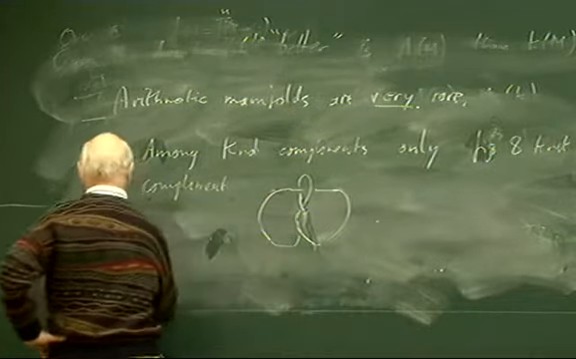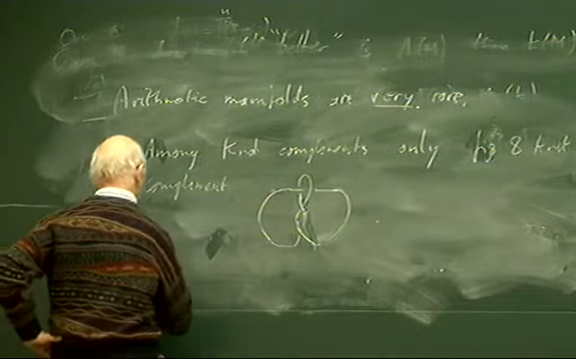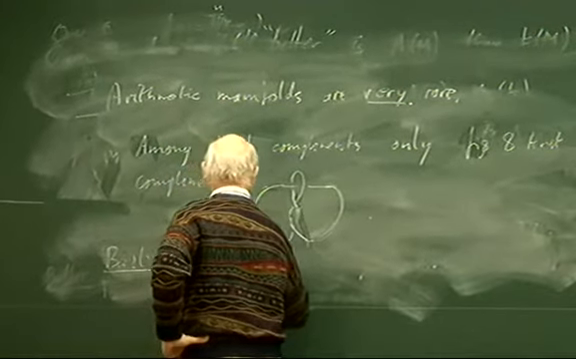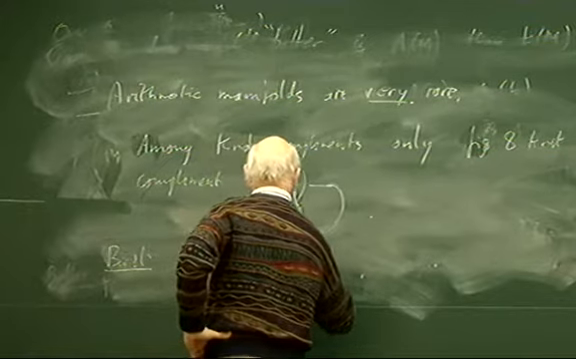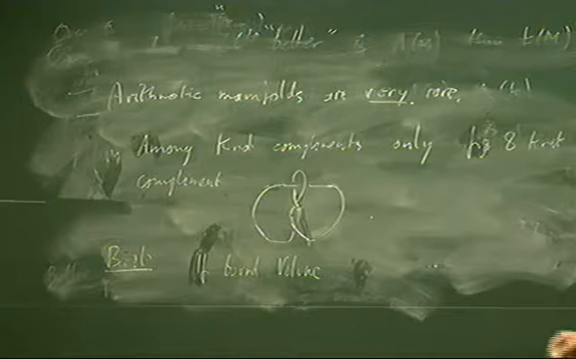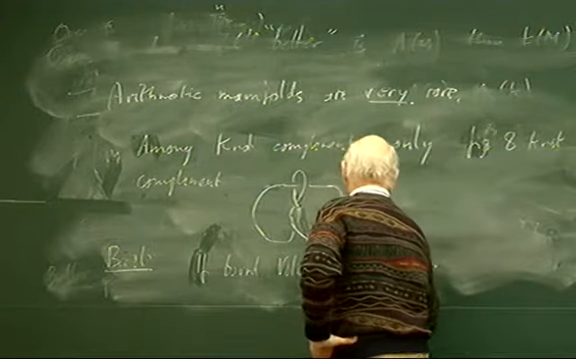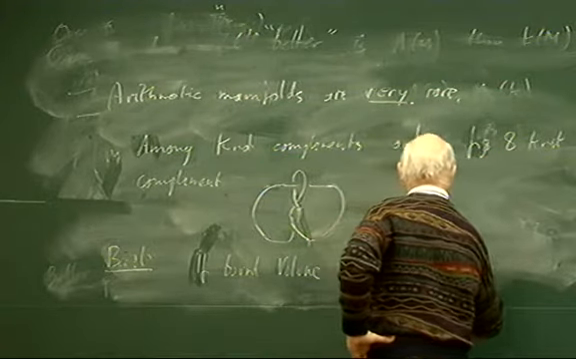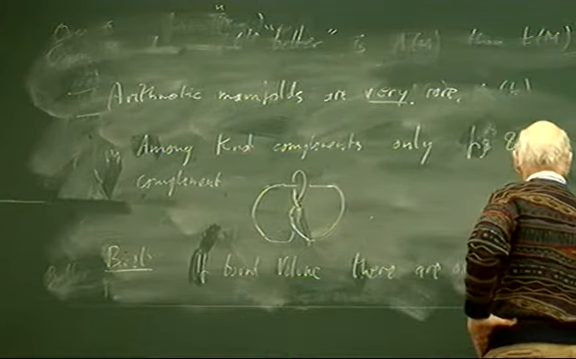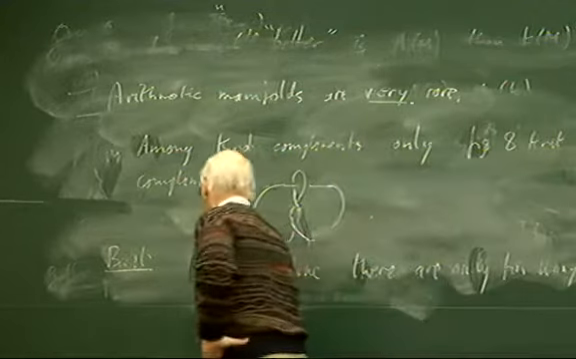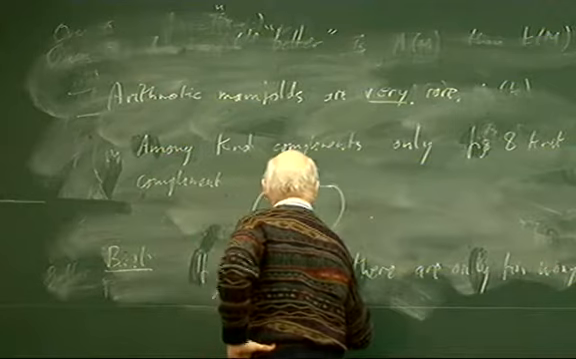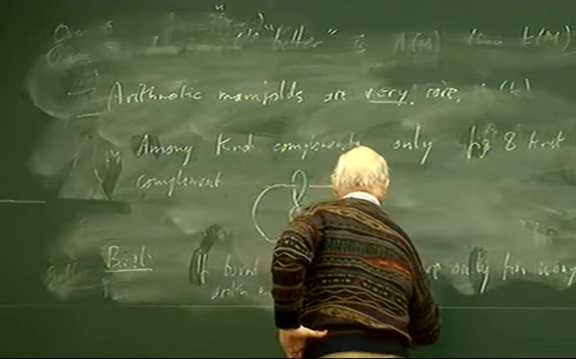This is the only one which is arithmetic. And Borel showed that if you bound volume, so if you take any finite bound on volume, there are only finitely many arithmetic manifolds below this volume.